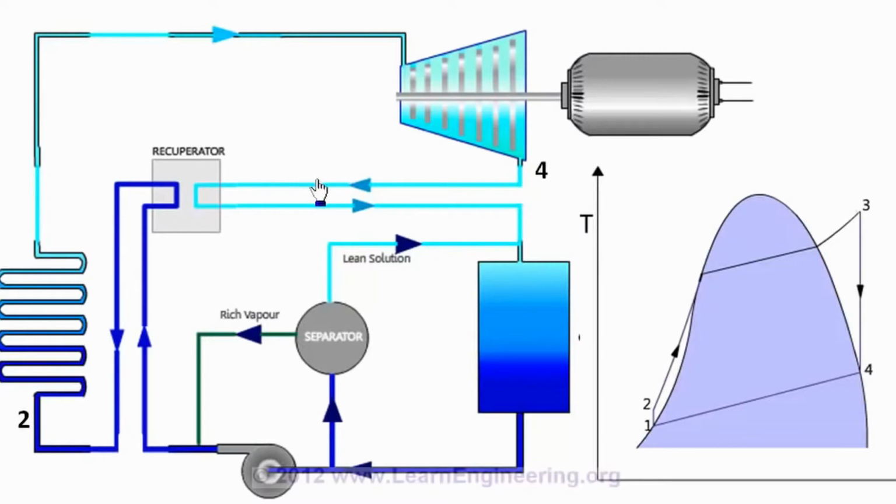This is obviously possible because the temperature at point 4 is higher than the temperature at point 2. Thanks to the recuperator, you need not supply the same amount of heat input you supplied before. So recuperator heat transfer increases the thermal efficiency of a Kalina cycle to a much higher level. And all these things prove that the Kalina cycle is the power plant technology of the future.